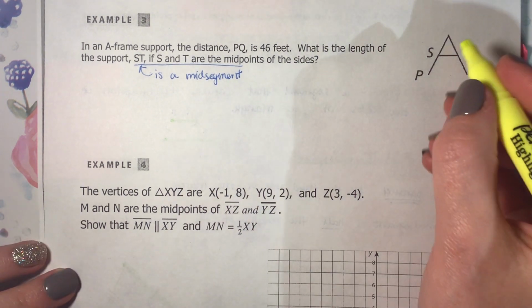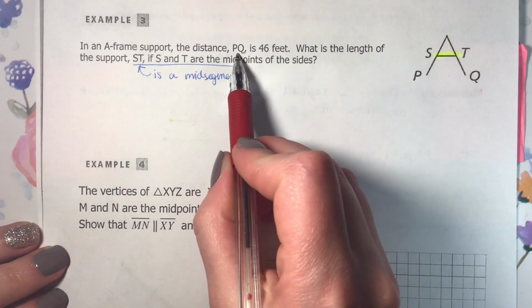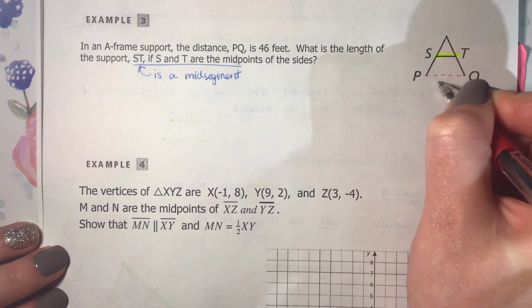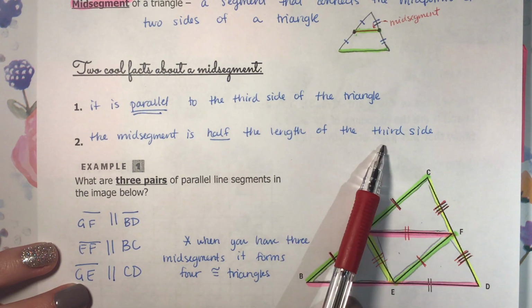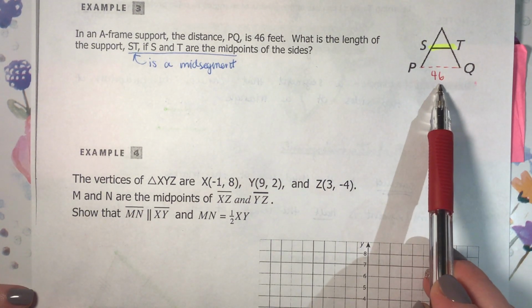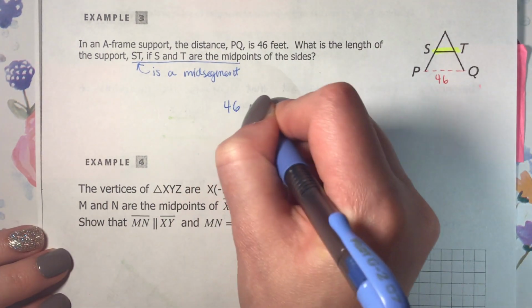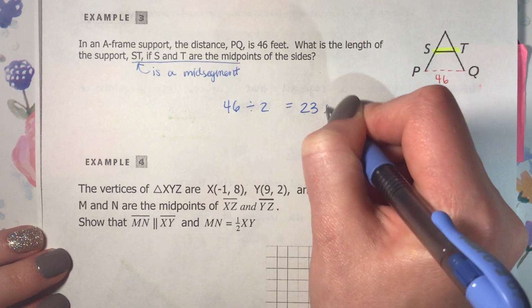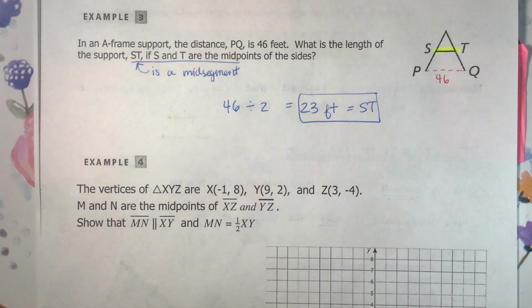So this guy is a mid-segment. And it's also telling us that the distance from P to Q is 46 feet. So looking at my front again, the mid-segment is half the length of the third side. In this example, the third side is 46 feet. I need to take half of that to figure out what ST is. So I'm going to take 46 divided by 2, and that's going to get me 23 feet is equal to ST. And there's our solution.